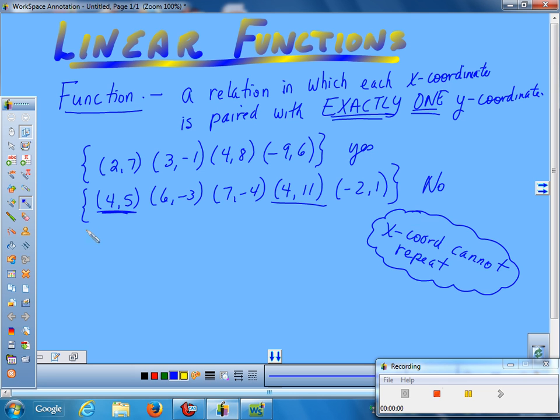Now this one sometimes causes debate. Suppose I gave you 8, -7, -3, -7, and 14, -7. Yes, because that's just the y that's repeating, so that doesn't matter. The y is repeating, it does not matter. All that matters is that the x-coordinate doesn't repeat. These x-coordinates aren't repeating, it's good. Okay, with me so far?